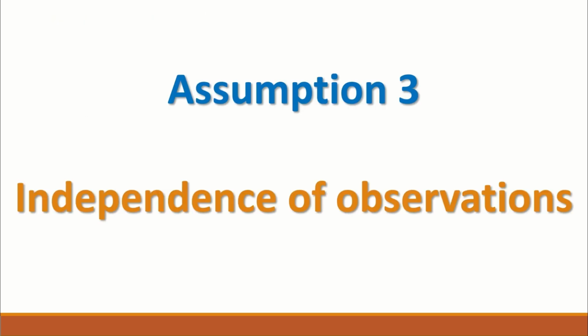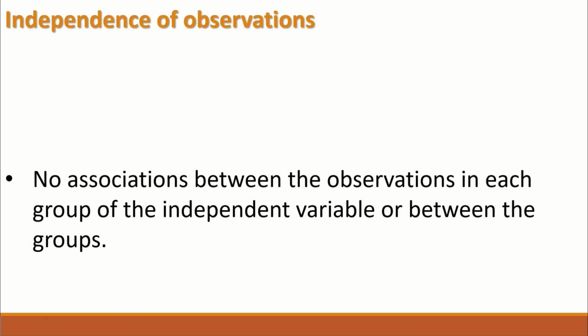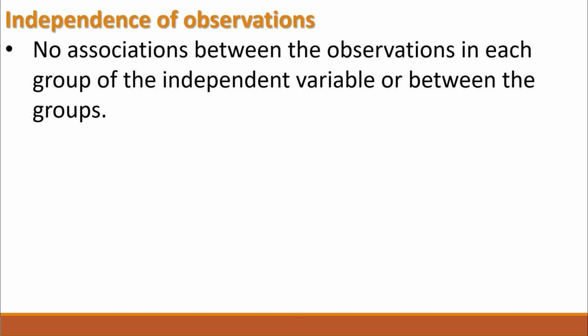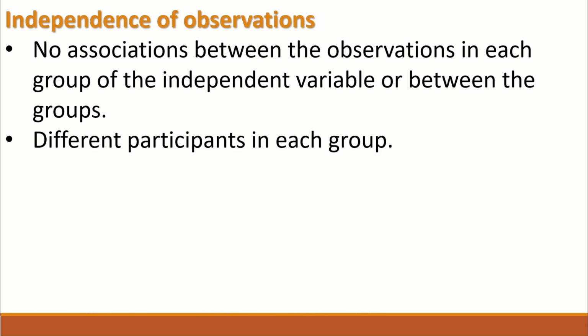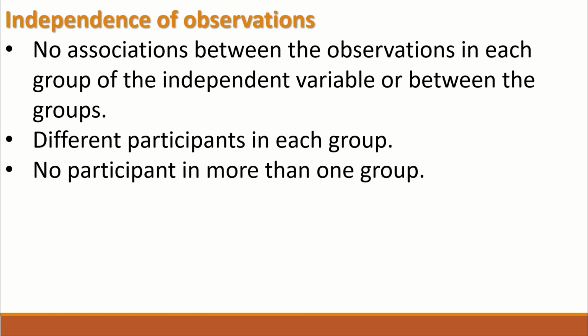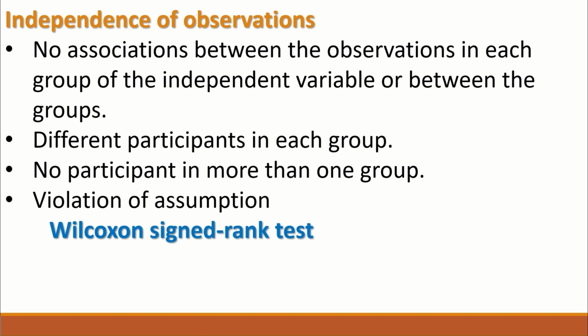The third assumption is the independence of observations. What does that mean? No associations between the observations in each group of the independent variable or between groups. So different participants in each group. No participant participates in more than one group. If this assumption is violated, then you need to use the Wilcoxon Signed Rank Test for paired samples.